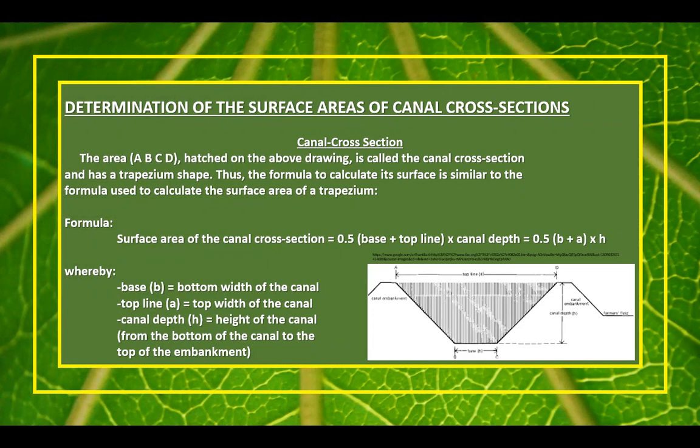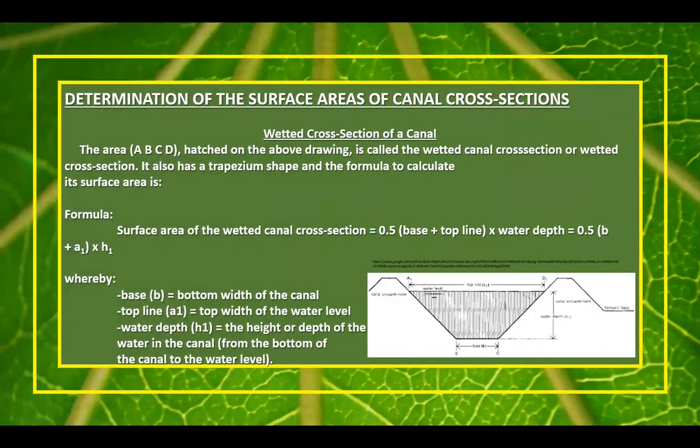So that's the formula to calculate its surface area, similar to the formula used for the trapezoid. The formula that we follow is: surface area of the canal cross section is equal to 0.5, which is a constant, times base plus top line times canal depth, or 0.5 times (B plus A) times H, where B is the base, equal to the bottom width of the canal, top line or A is the top width of the canal, and canal depth or H is the height of the canal from the bottom of the canal to the top of the embankment.